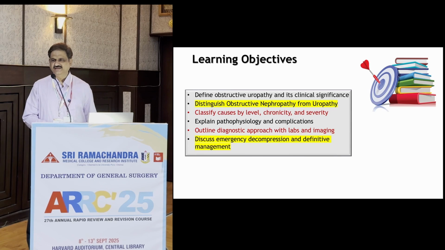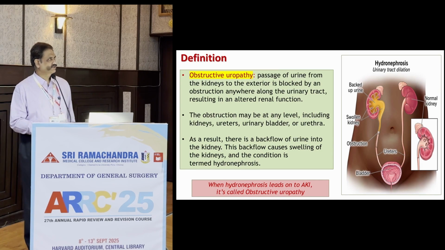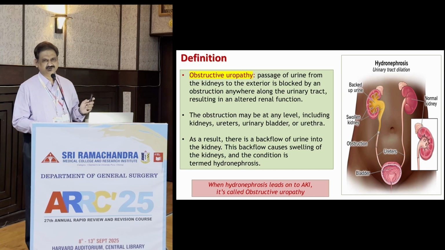So, what exactly is an obstructive uropathy? Obstructive uropathy is, by definition, a condition where the passage of urine from the kidney to the exterior is blocked somewhere. That is obstructive uropathy. It's a very broad way of defining it. Any obstruction to the urinary system is obstructive uropathy.